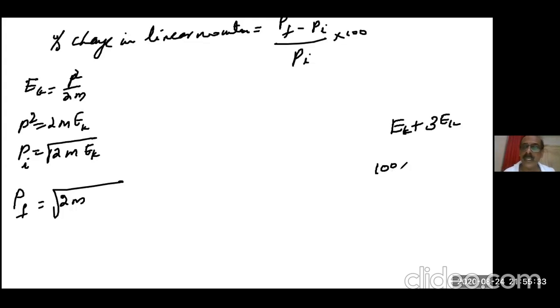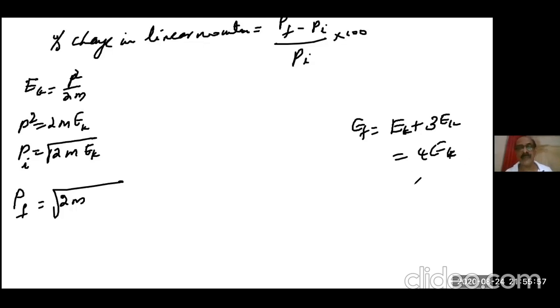Next week, the cost will increase 100%, which means the cost will become 200. So 100% means complete. EK is the initial kinetic energy. A 300% increase means the value becomes plus 3 EK. So the final kinetic energy now becomes 4 EK, isn't it?